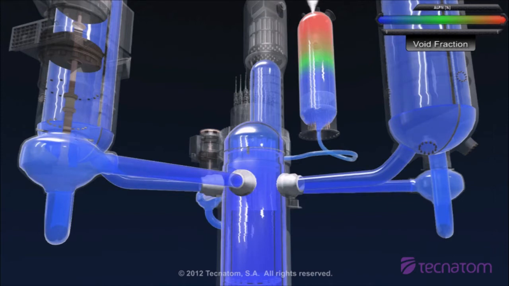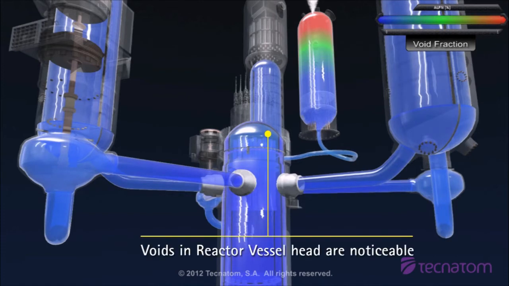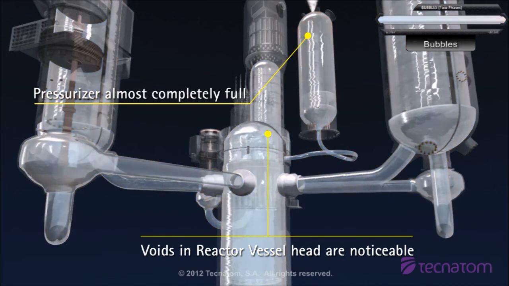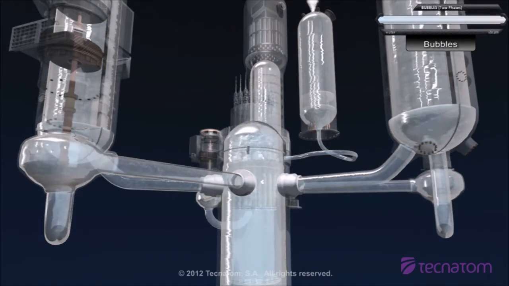First part of the vessel to boil will be the upper parts. Void fraction in the reactor vessel head increases, and these bubbles are pushing water to the pressurizer, where a sudden level increase occurs. We see clearly how the pressurizer is almost completely full, while the reactor vessel head is bubbling.